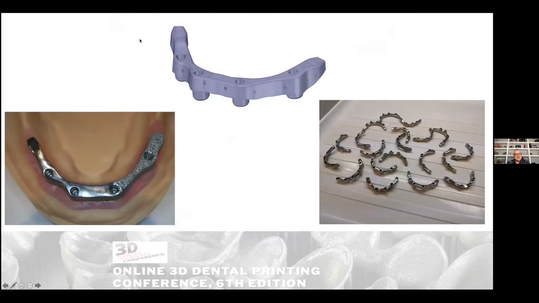So this is the STL file of our model. This is the actual printed bar on our model. And then these are the prints that we just got back just after Christmas. So this is in progress and we're excited for the next steps.